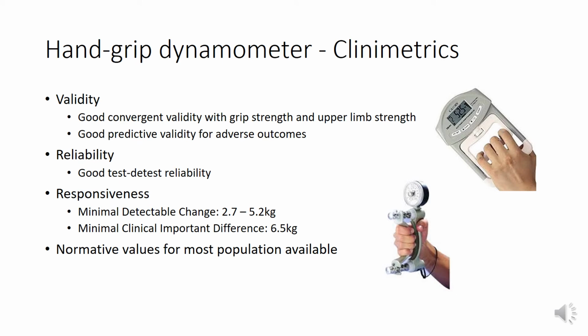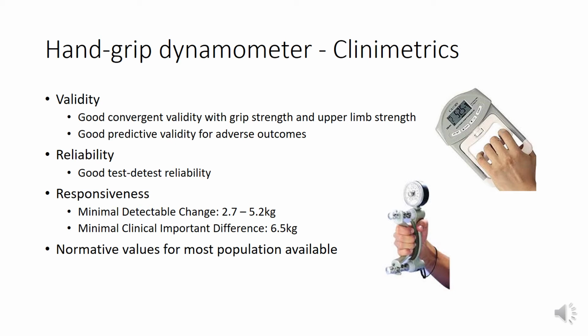Similar to the handheld dynamometer, another easy-to-use instrument is the hand grip dynamometer. This equipment is a special type of dynamometer that only measures hand grip. The principles of application are similar to the handheld dynamometer.